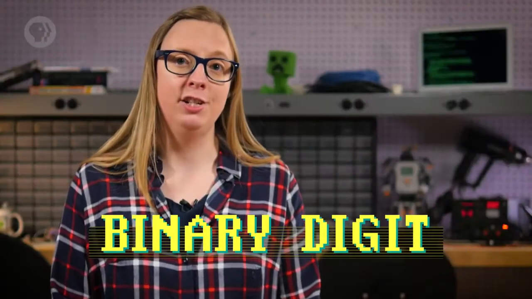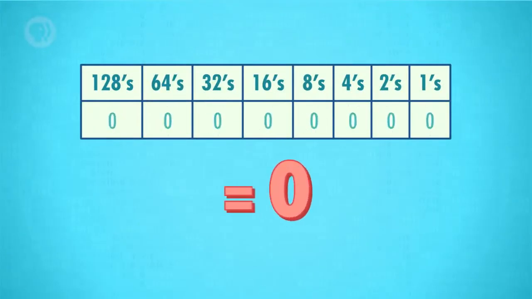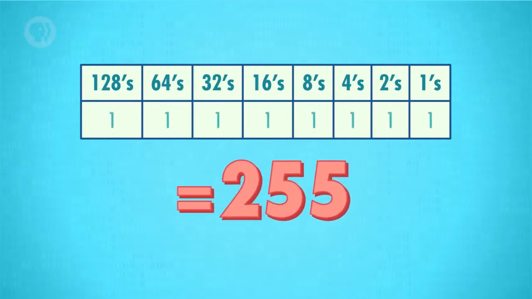Each of these binary digits, 1 or 0, is called a bit. So in these last few examples, we were using 8-bit numbers with their lowest value of 0 and highest value of 255, which requires all 8 bits to be set to 1.